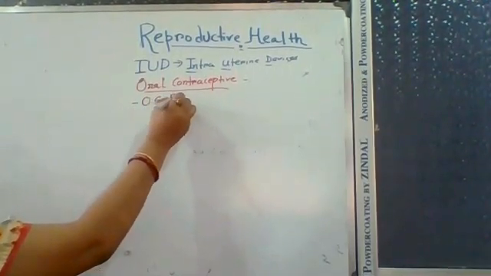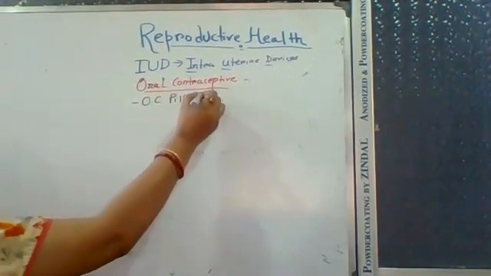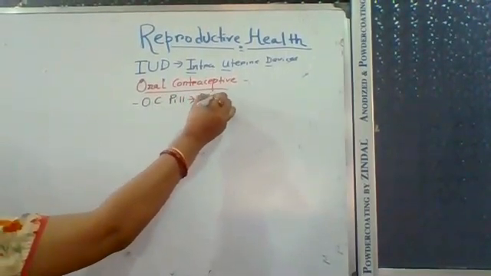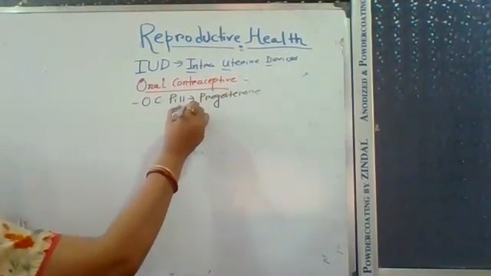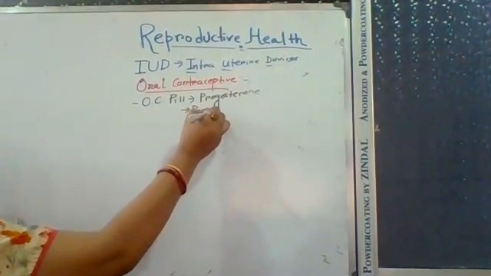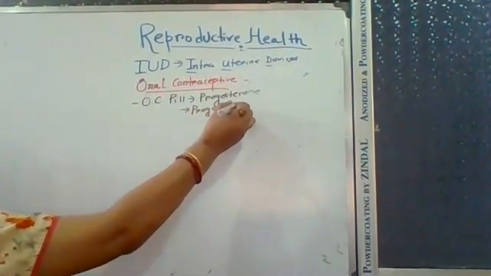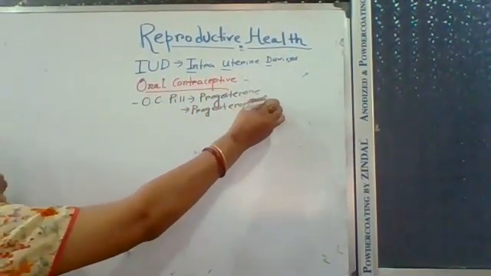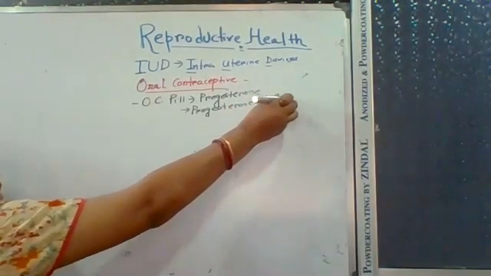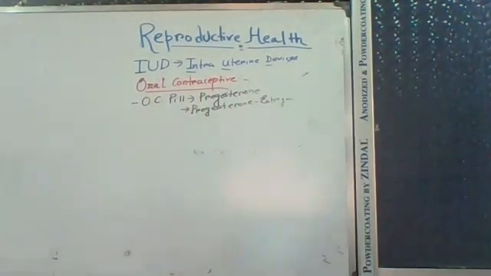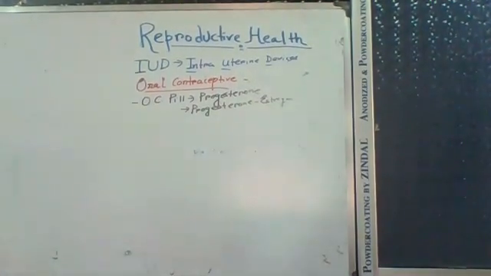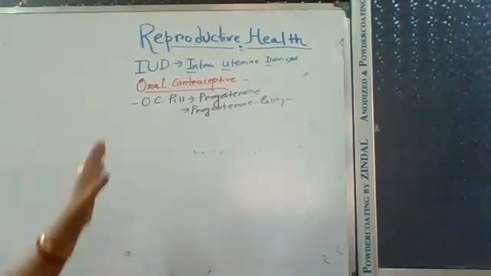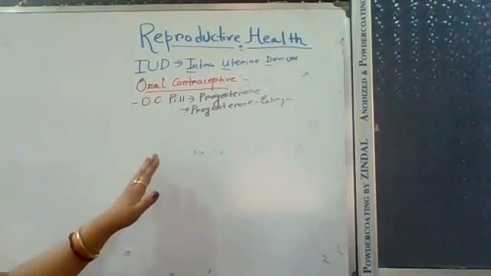Oral contraceptive pill, OCP, contains small dose of progesterone or progesterone-estrogen combination, right? So it is a progesterone-estrogen combination that again delays pregnancy. So pills are taken daily for 21 days.